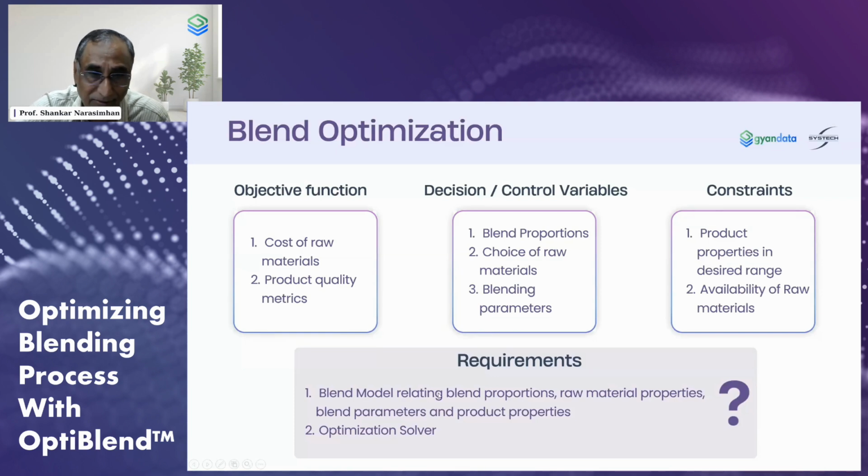This blend model is a very important, key component of this solution process. Once you have this model, we can embed it in an optimization strategy to find the optimal minimum-cost blend or product that has a longer shelf life and so on. So these are the two basic major elements that we have incorporated in the product.